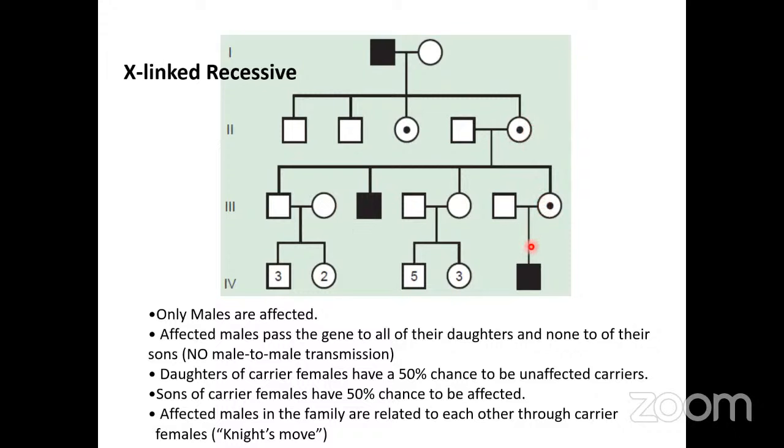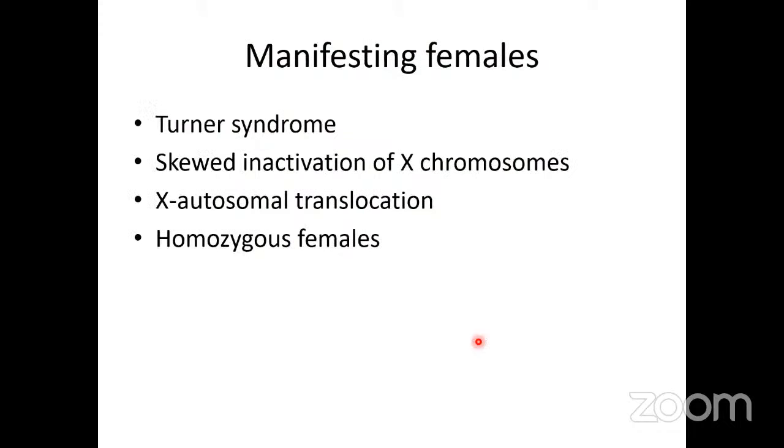Affected males pass genes to all their daughters and none of their sons. No male-to-male transmission. Daughters of carrier females have a 50% chance of being unaffected carriers. Sons of carriers, that we are going to discuss next. Affected males in the family are related to each other through carrier females, that is Knight's move. So there are some situations where a female can manifest.